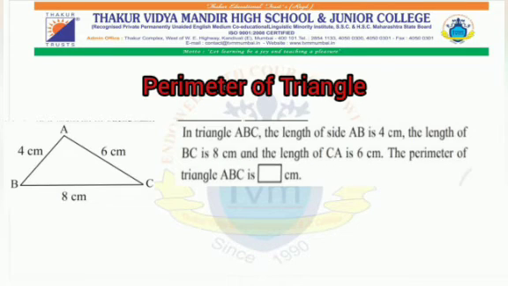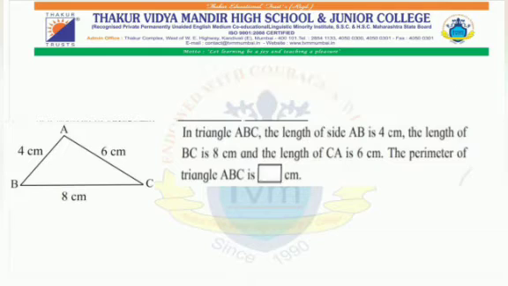Let us go ahead and understand the perimeter of a triangle. In triangle ABC, the length of side AB is 4 cm, the length of BC is 8 cm, and the length of CA is 6 cm. Therefore, the perimeter of triangle ABC will be 4 plus 6 plus 8, which makes a total of 18 cm. So, the perimeter of the triangle is 18 cm.